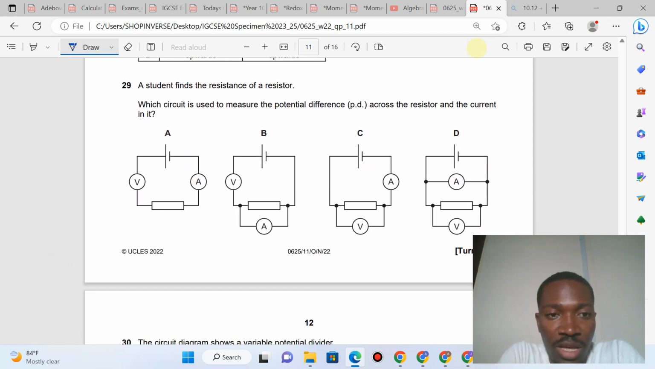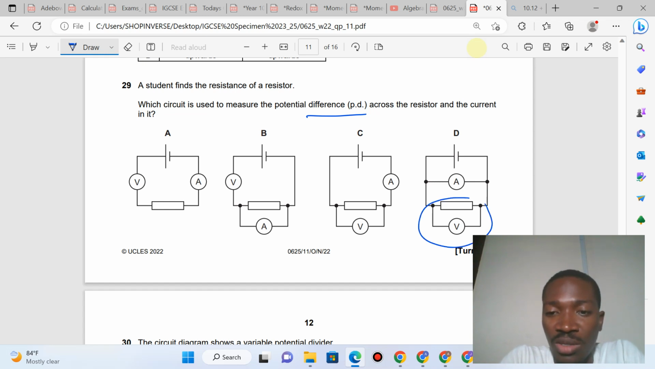Number 29. A student finds the resistance of a resistor. Which circuit is used to measure the potential difference across the resistor and the current in it? To measure the potential difference, your voltmeter must be connected in parallel with the resistor, which is correct here. But the ammeter must be in series. In this case, the ammeter is not correctly connected. So option C is the correct answer.